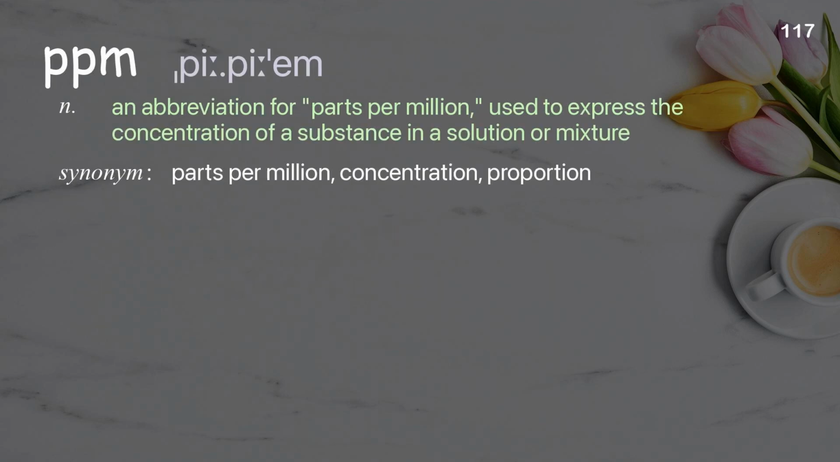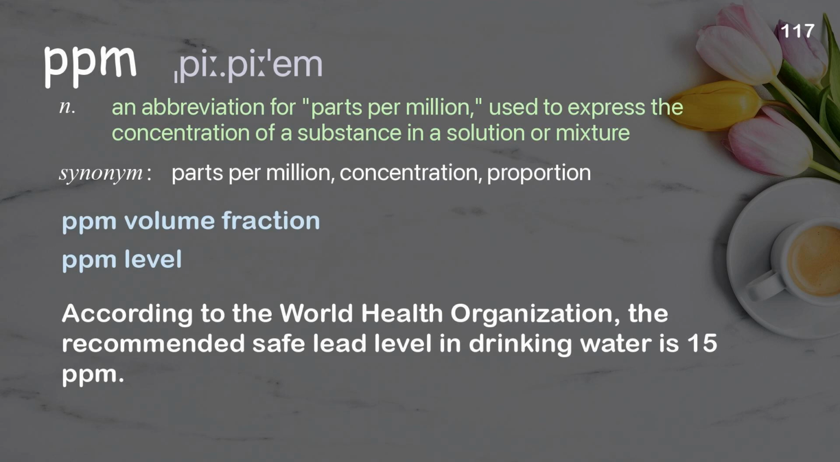ppm. An abbreviation for parts per million, used to express the concentration of a substance in a solution or mixture. Examples: ppm volume fraction. ppm level. According to the World Health Organization, the recommended safe lead level in drinking water is 15 ppm.